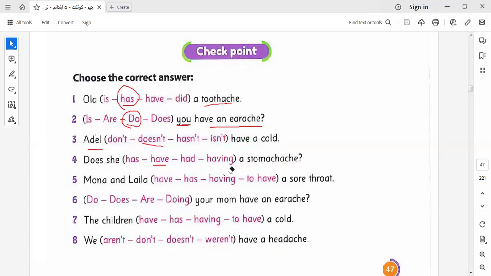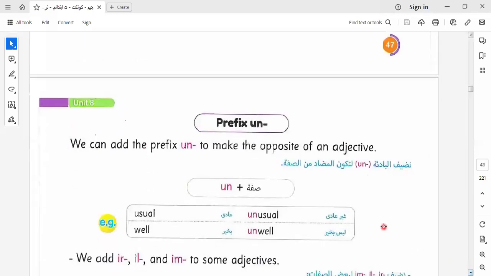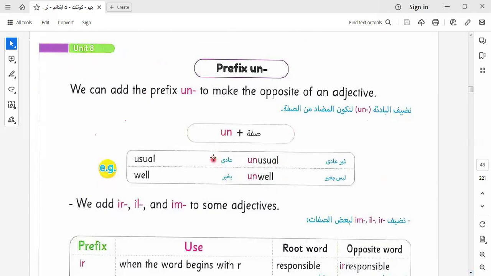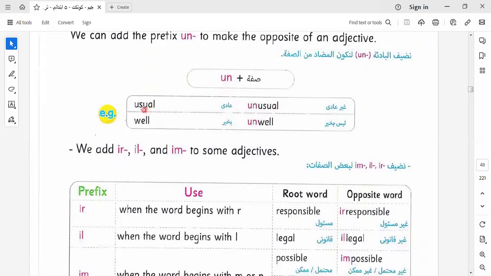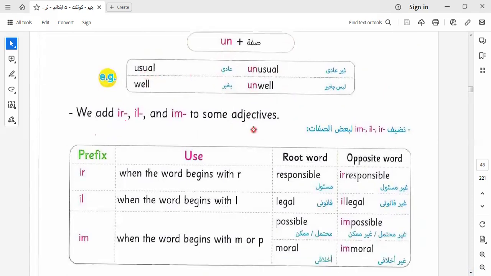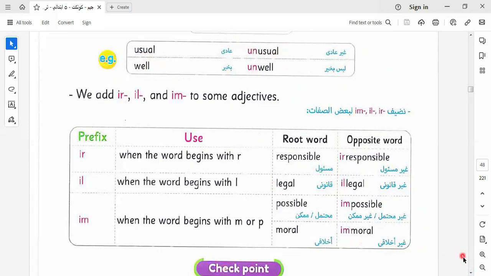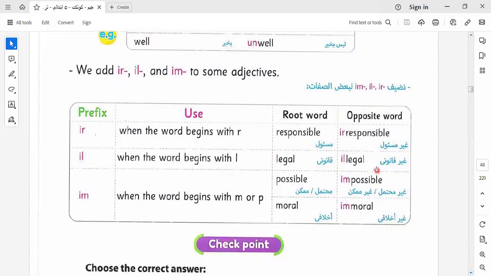Let's go to another item in this lesson. Here we have prefixes. Prefix means we put something before the adjective, like usual, unusual, well, unwell. We take the root of the word, the stem, and make the opposite of the word. Here we say responsible, irresponsible; legal, illegal; possible, impossible; moral, immoral.